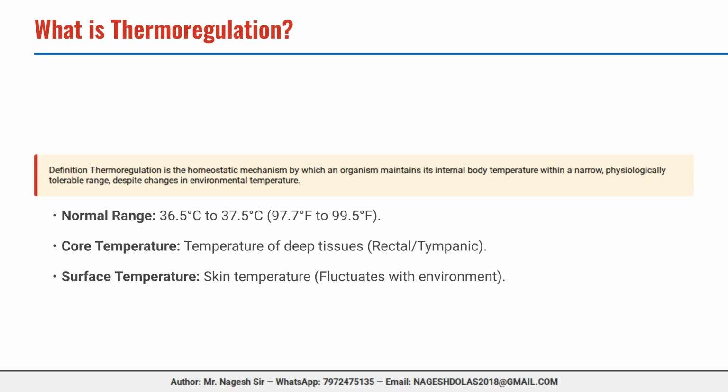Thermoregulation is the homeostatic mechanism by which an organism maintains its internal body temperature within a narrow, physiologically tolerable range. The normal range is 36.5 to 37.5 degrees Celsius. Core temperature refers to deep tissues, and surface temperature fluctuates with the environment.